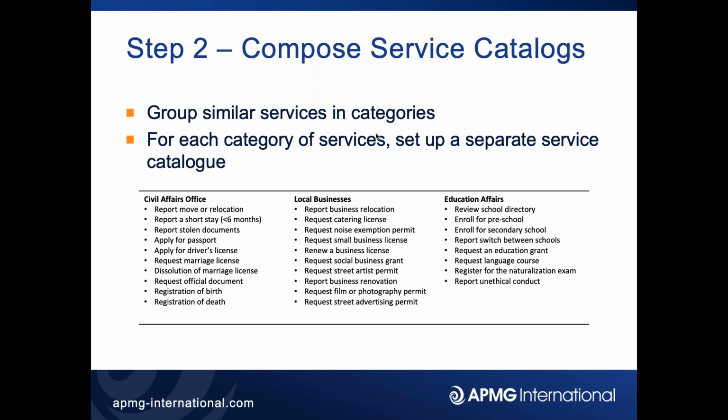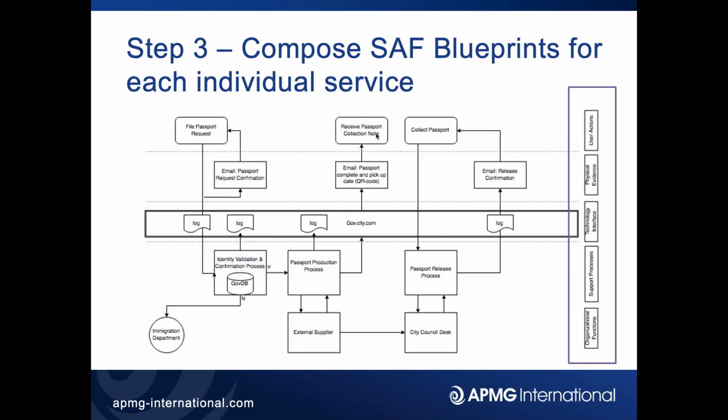So if we take, for example, the services that we see on the right, we can have services for reviewing school directories, enrolling in preschool, switching between schools, requesting education grants, requesting language courses. All of these would be educational services, which could be part of the same service catalog. And that is why we're grouping them together and putting all of these services together under the same automated service catalog.